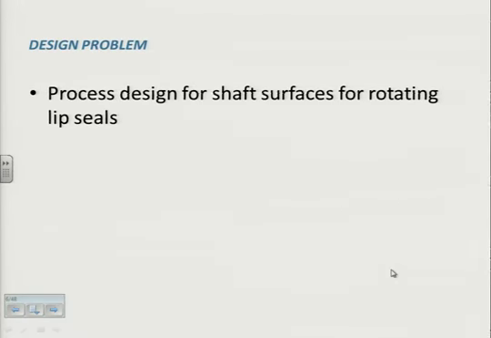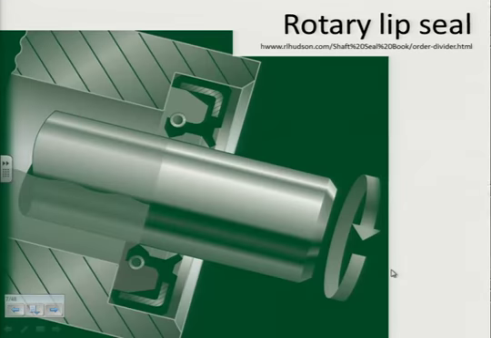The design problem I would like you to be thinking about, a theme running through this, is process design for shaft surfaces for rotating lip seals. This may not be something that has crossed your mind as an important design problem before. What is a rotating lip seal? A rotating lip seal keeps fluids on one side of a rotating shaft from leaking out onto the other side. Here's a little diagram of that.